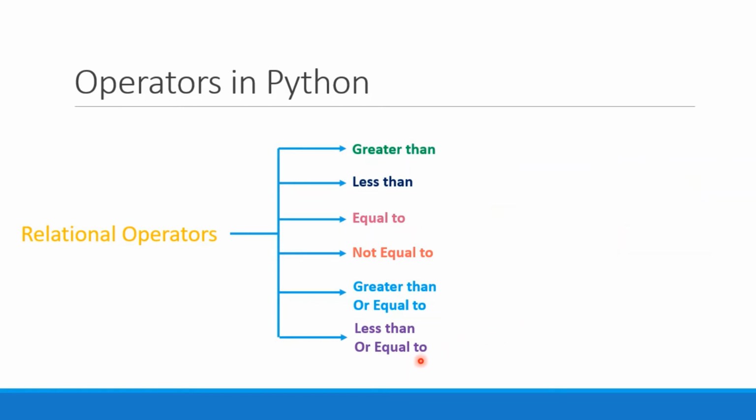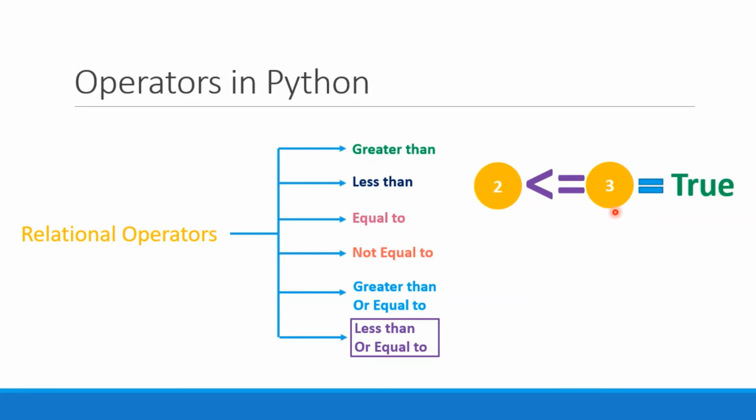Similarly, the less than or equal to operator will work, but it will check the less than operation. Okay, let's say we have 2 and 3, and we have applied this less than and equal to. Okay, the symbol of the less than operator and then the equal operator. So here 2 is less than 3, this is true, but 2 is not equal to 3. But we said that if one condition is true, then the answer will be true. 2 is less than 3, so the answer will be true.